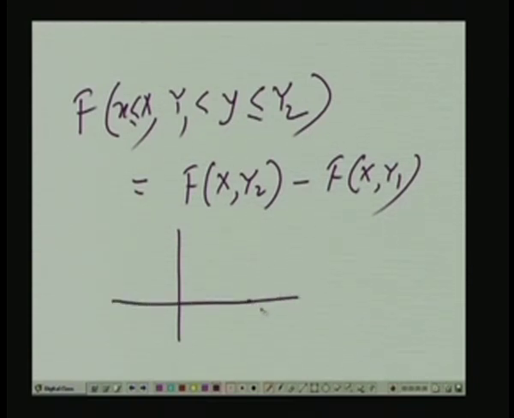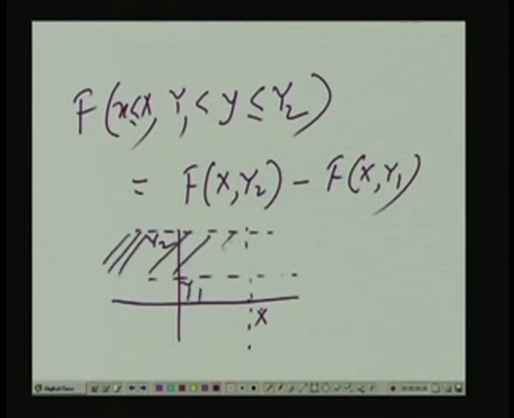In the xy plane, it means what? Suppose this is x, and there are two values. This value is y2, this value is y1. Then this is the region. What is the probability of the pair xy falling within this region? That is given by this.